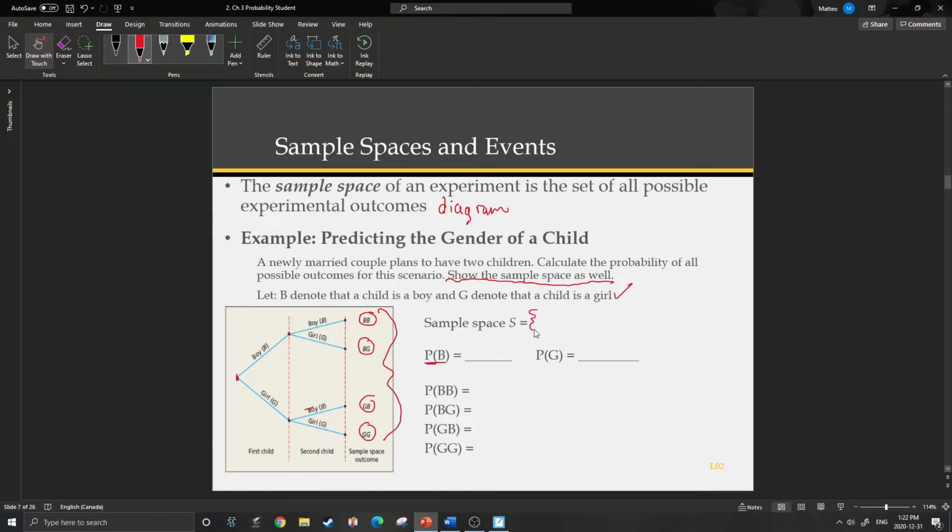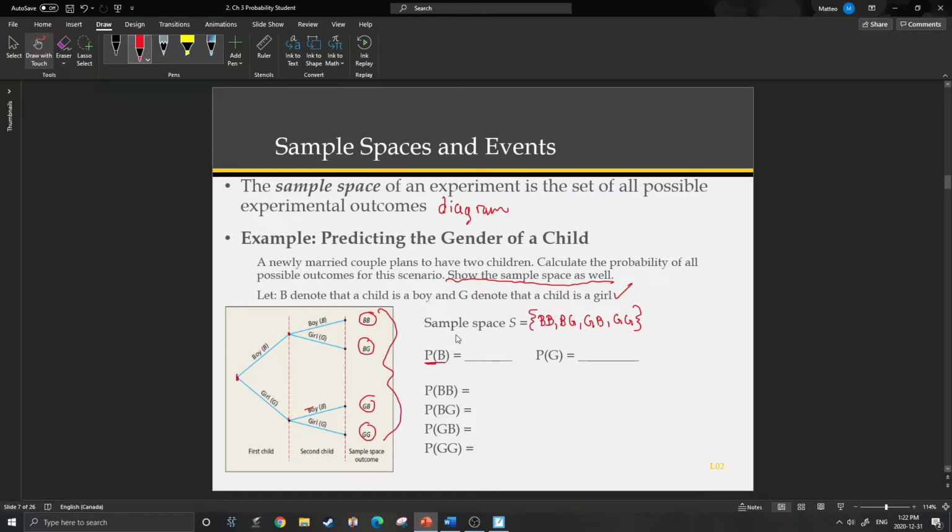I will use these weird curly brackets that nobody can draw, or at least I can't. And we could have boy-boy, boy-girl, girl-boy, or girl-girl. And then close your curly bracket. So this is the sample space. This represents every single possibility of this experiment, okay? So once you know the sample space, what's the probability of having a boy?